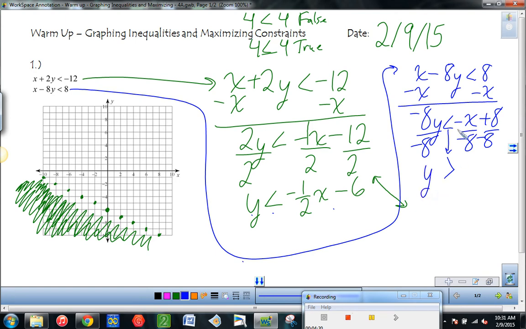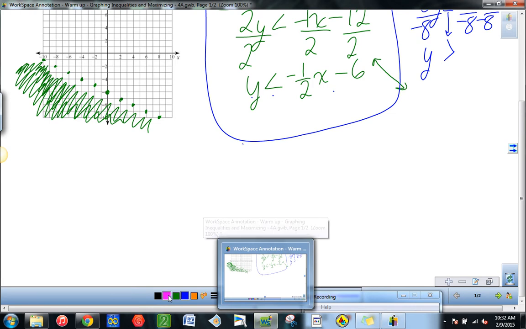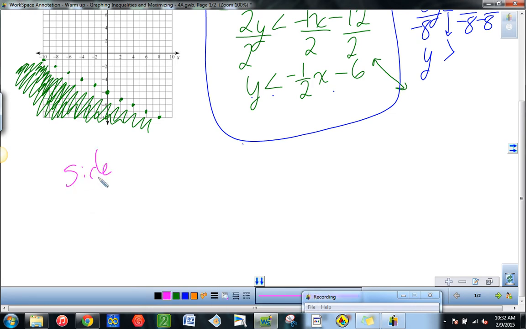Multiplying or dividing by a negative causes your inequality to flip. You want to know why? Side note. If I have negative 3 and I have 7, which symbol would I put between them? 7 is bigger, right? So we get the less than sign. Negative 3 is less than 7. If I divide both of these by a negative 1, what do they become? 3 and negative 7.